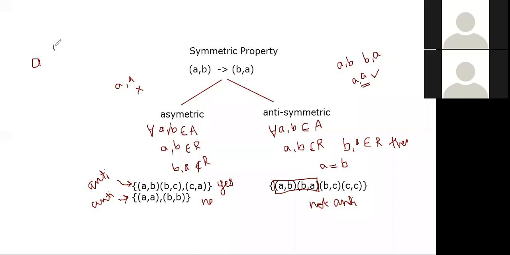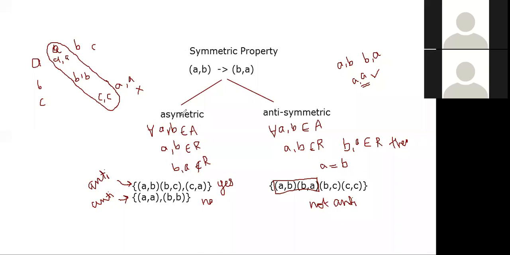Again मैं आपको एक छोटा सा एग्जांपल बताती हूँ. A B C. Let's say this is A B C. So it will become AA, it will become BB, and it will become CC. So this diagonal relation is allowed only in symmetric and anti-symmetric. It is not allowed in asymmetric.